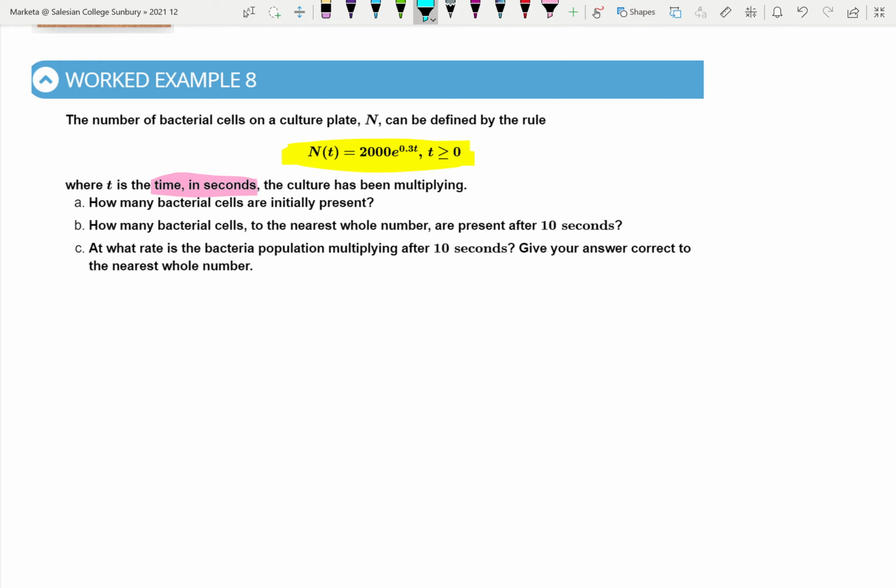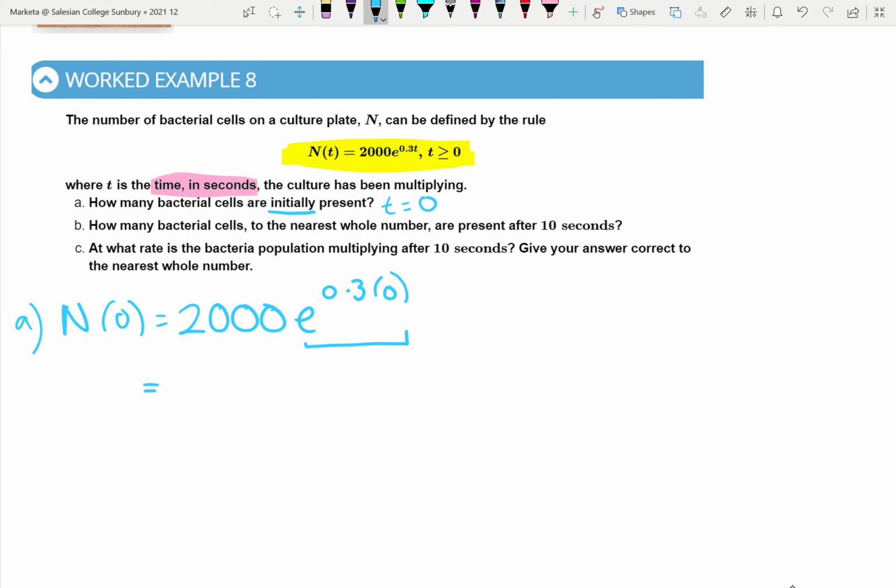How many bacterial cells are initially present? Initially is a key word, and of course that means when the time is 0. So N(0) = 2000e^(0.3t), and t is 0. That equals e to the power of 0, and anything to the power of 0 is 1. So N(0) = 2000. So we have 2000 cells initially present.